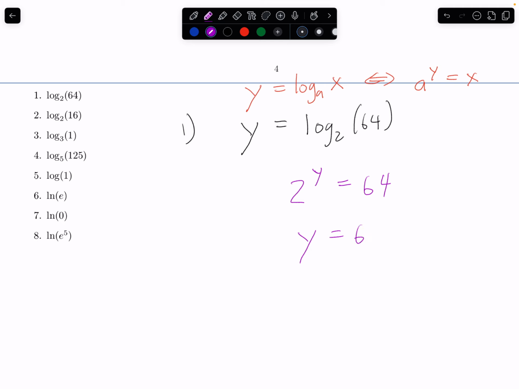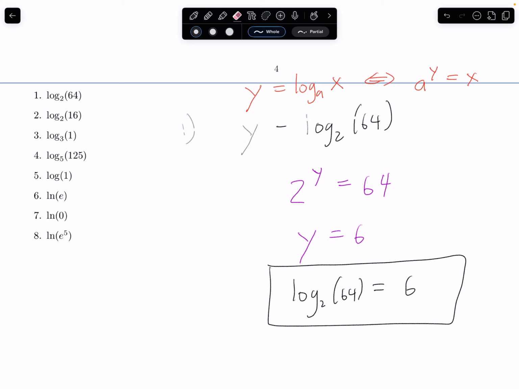Because 2 to the 6th equals 64, right? 2, 4, 8, 16, 32, 64. Yeah, I wanted to double check myself. So y is equal to 6. And what is y though? y is log base 2 of 64, right? So 6 is really our answer, not the y equals. I just introduced y as a kind of placeholder. So to complete the question, I should say log base 2 of 64 equals 6. That is your answer, number 1.